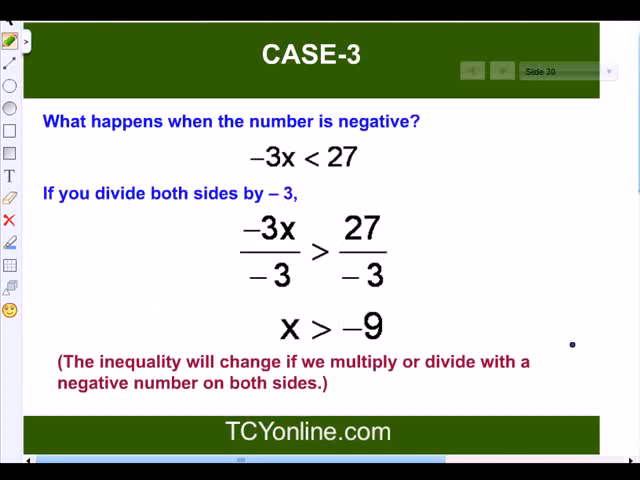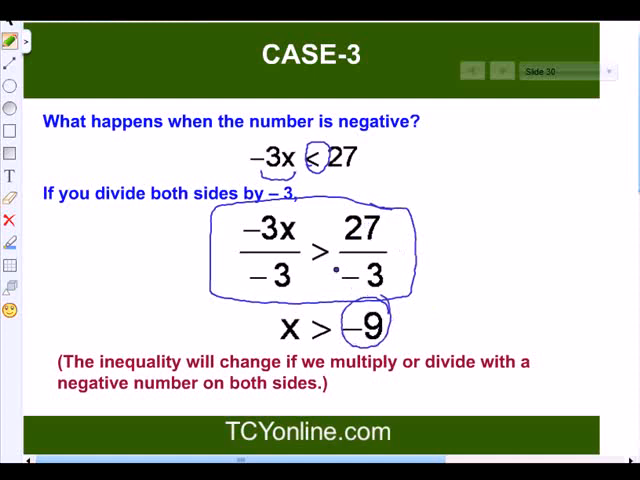Now let's see what happens when we have a negative number. We have negative 3x less than 27. Now we divide both sides by negative 3. So that means now the sign of inequality will change. It will get opposite now. So we have negative 3x over negative 3 greater than 27 over negative 3. 27 over negative 3 means negative 9. So we get x greater than negative 9.